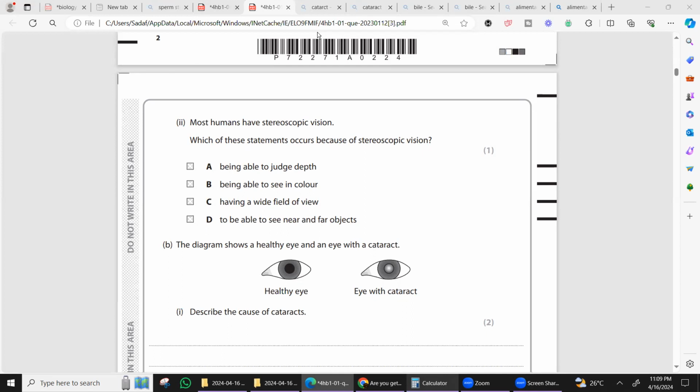Most humans have stereoscopic vision. Which of these statements occurs because of stereoscopic vision? Stereoscopic vision means being able to judge depth. That's the right answer.